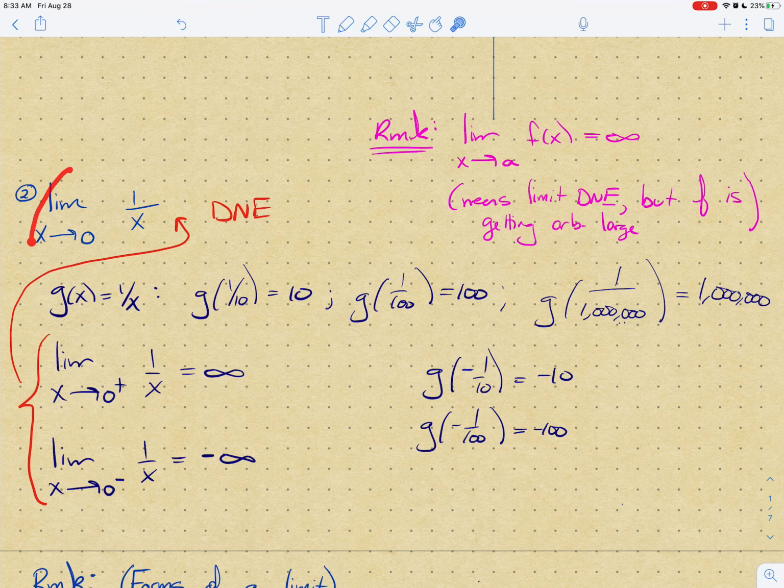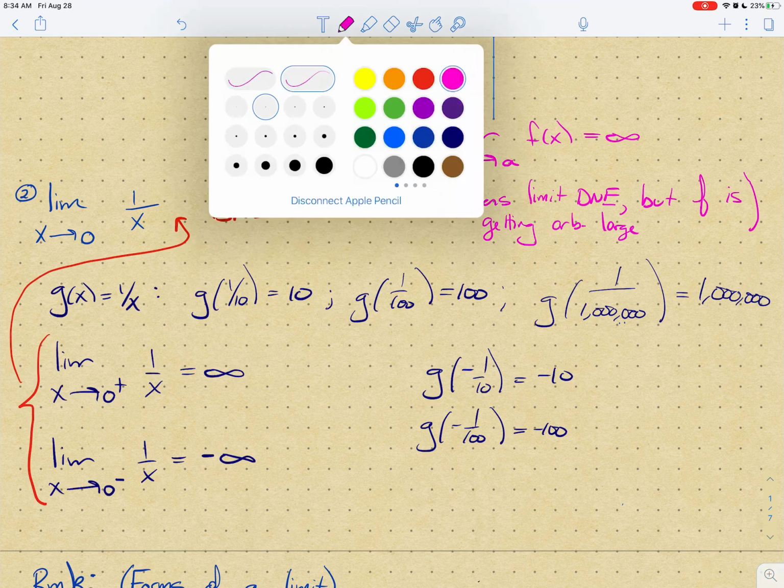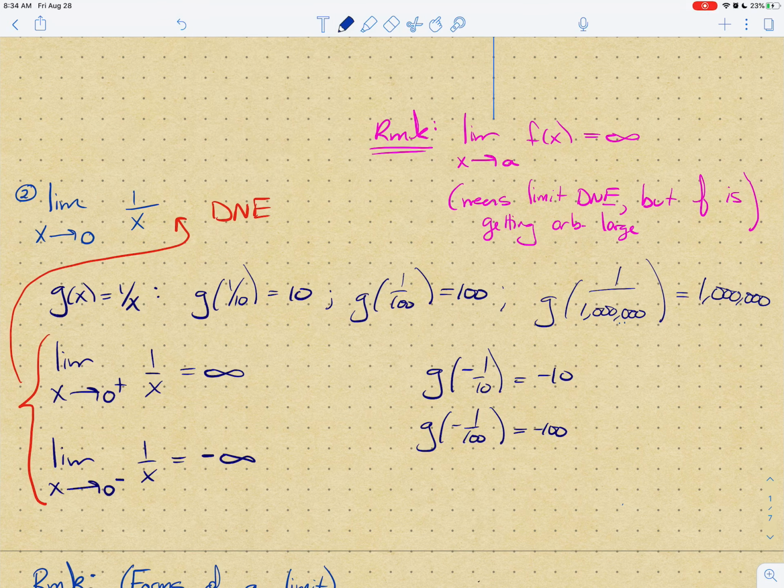In this case, though, we can't even say that it's getting larger and larger, because if you come from the right, it's getting larger and larger, but if you come from the left, it's getting larger and larger negative. So let's look at a picture here to help us see. I think we can squeeze in a picture of 1 over x over here. You should hopefully know what this function looks like, but just in case you've forgotten, it looks like this. You can see it on this side, and then it's over here on the other side.